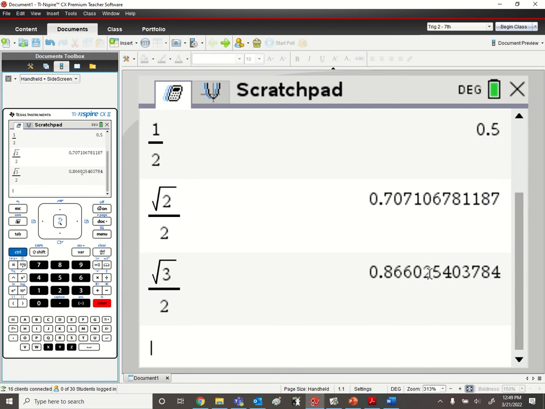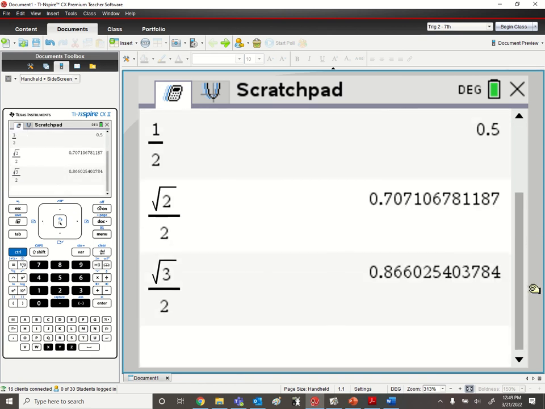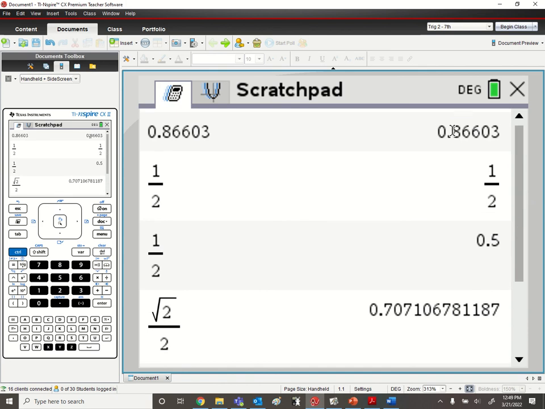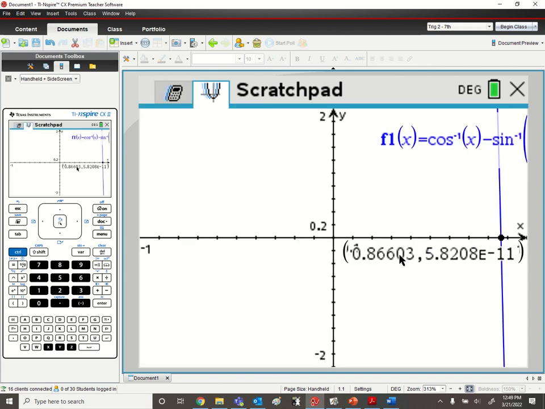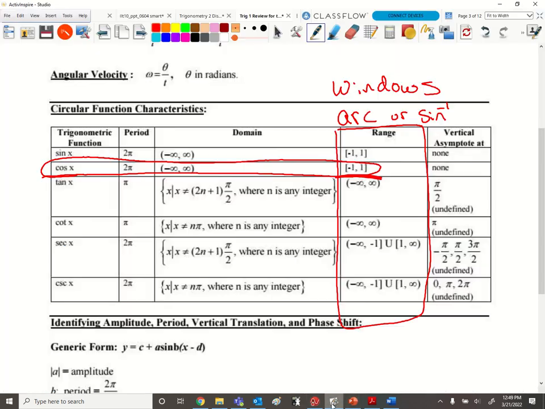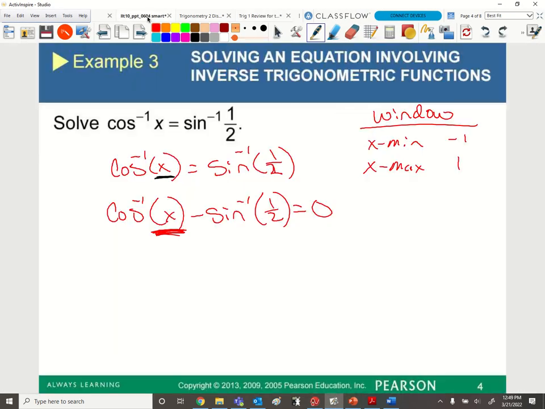So 0.8603. This one would be my answer. So by going through doing it on the calculator, I can't really figure out what it would be because it gives me a weird decimal, because that radical is going to give me the decimal value there. So I know that my answer is supposed to be rad 3/2, because that's what I had here, right here. There we go. All right, so back to this.